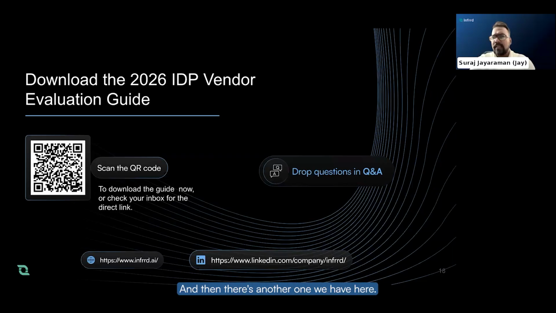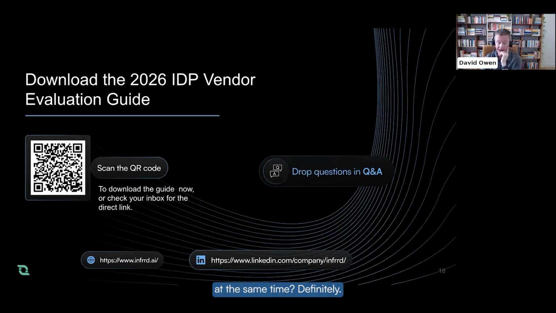Perfect. That is good. And then there's another one we have here. Should we run parallel POCs with multiple vendors at the same time? Definitely. I strongly advocate running with two or three at the deep dive evaluation, so POC stage, and running exactly the same sample set and data set, exactly the same model, exactly the same framework, so you're comparing like for like. The challenge for me with only running one is you've got no comparison, you've got no benchmark.